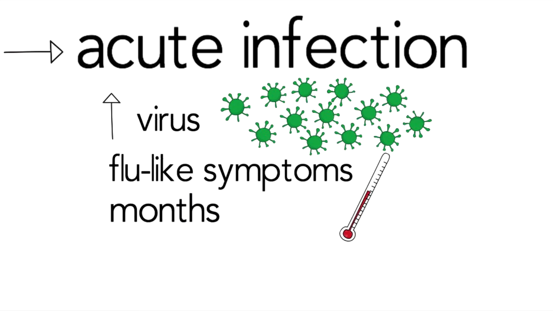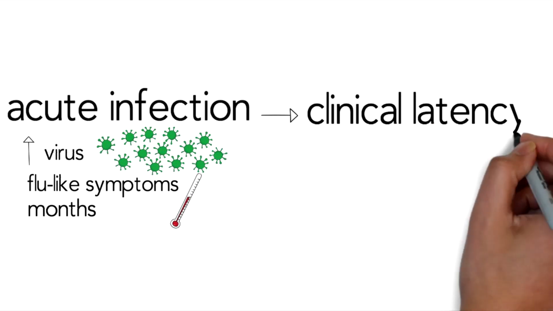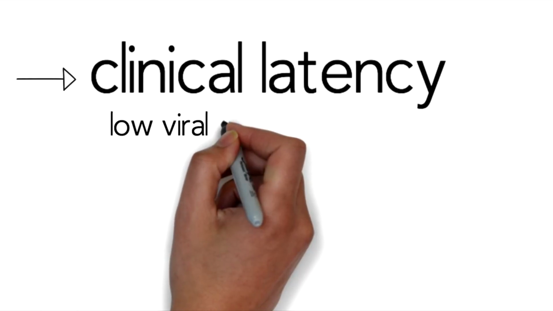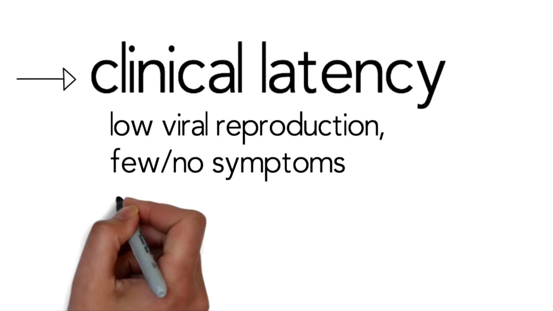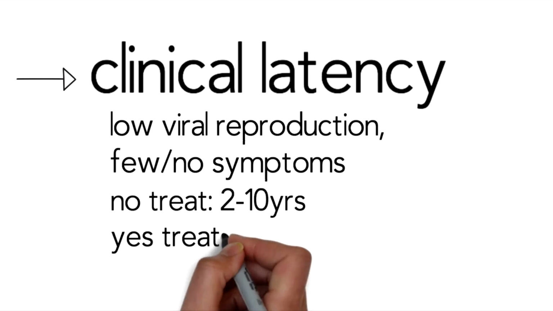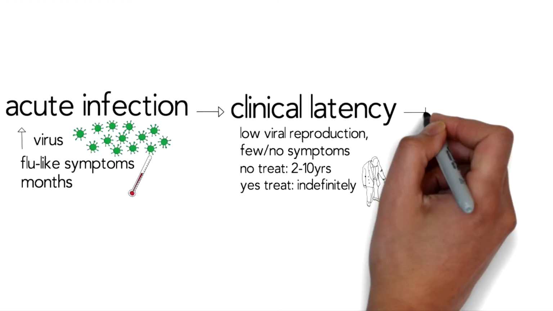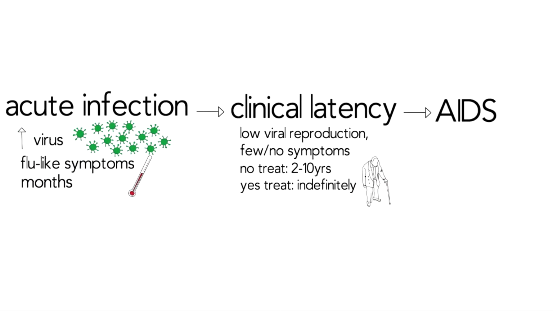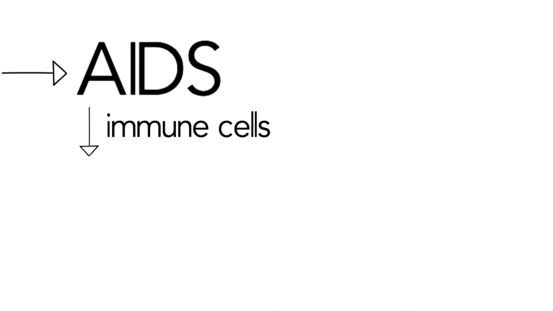HIV then progresses from acute infection to clinical latency. In clinical latency, it continues to reproduce at low levels and people experience no or minor symptoms. This stage may last for 2 to 10 years without treatment, and many years, even a lifetime, with treatment. Without treatment, HIV eventually progresses into AIDS.